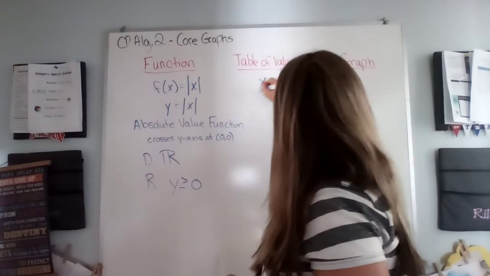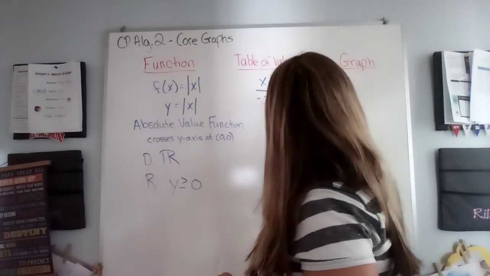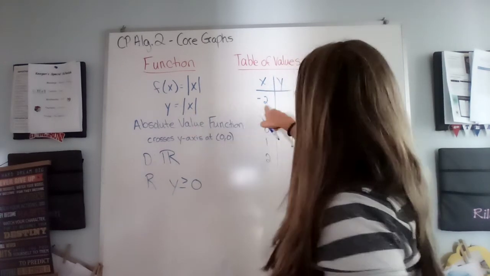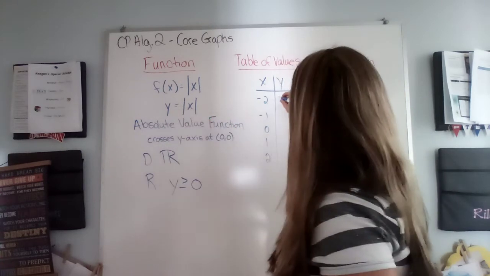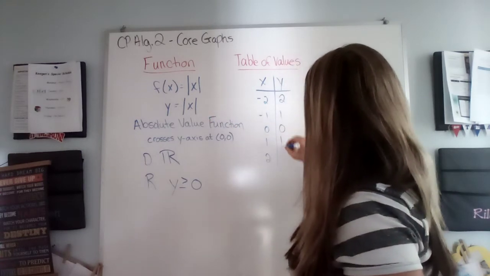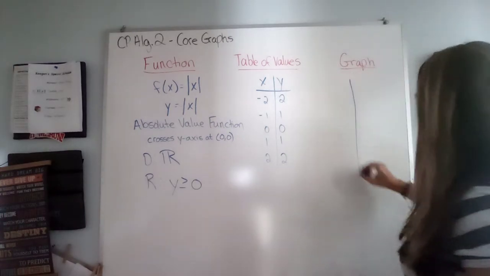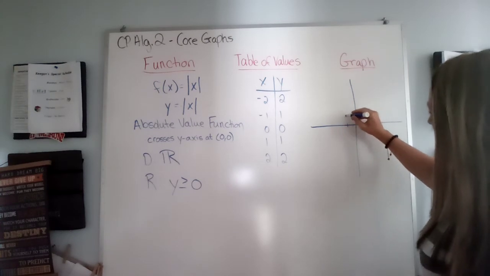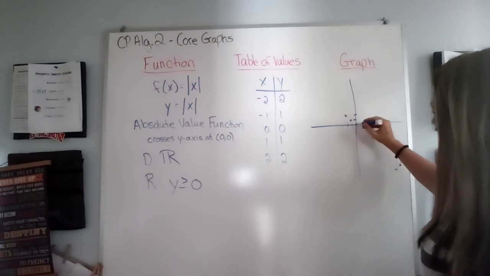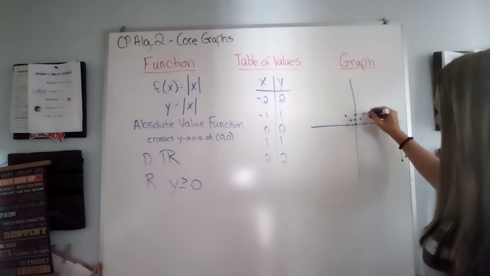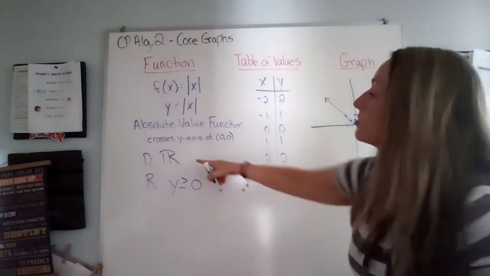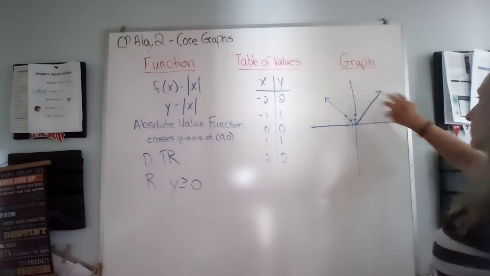Okay? So for your table of values, we'll again take a look at x at -2, -1, 0, 1, 2. If you think about plugging these x's in, so if you plug in -2, the output is going to be a +2, +1, 0, +1, +2. So if I was to graph those points, so -2, +2, -1, +1, 0, 0, 1, 1, 2, 2. It's a V. Okay, it's a V. Again, the domain is all reals.